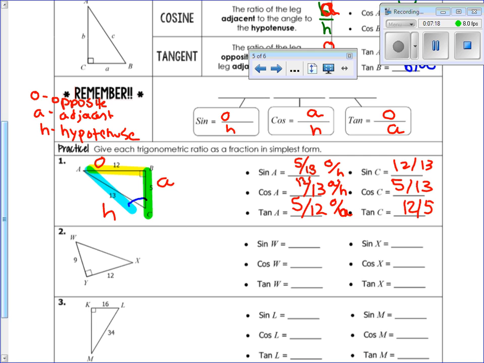So go ahead and do the rest of those. You are going to have to use the Pythagorean theorem, so you will have to go back to page 1 to figure out all the sides. Number 2, you're missing the hypotenuse. Use the Pythagorean theorem to get the other side, and you'll be done.